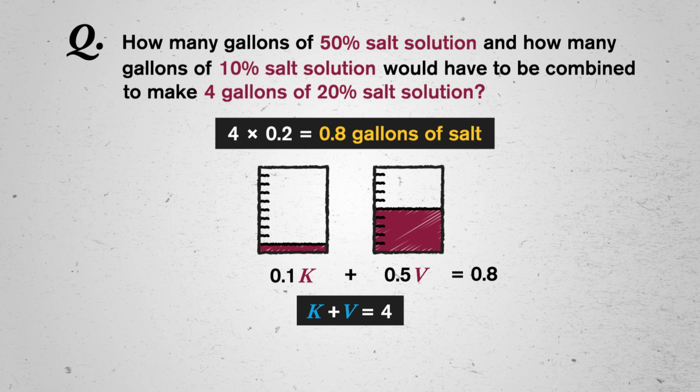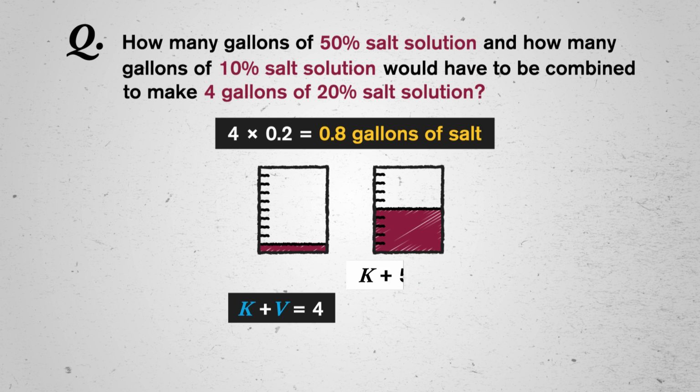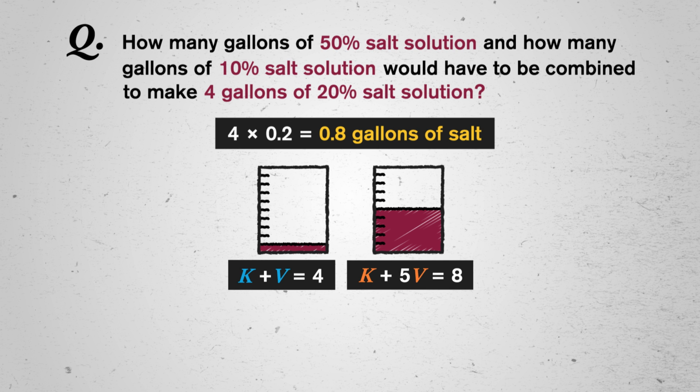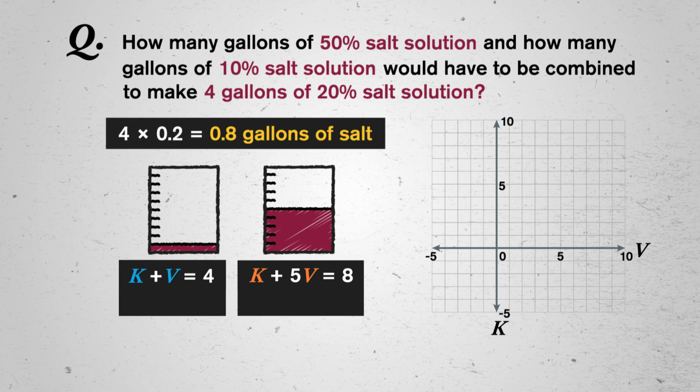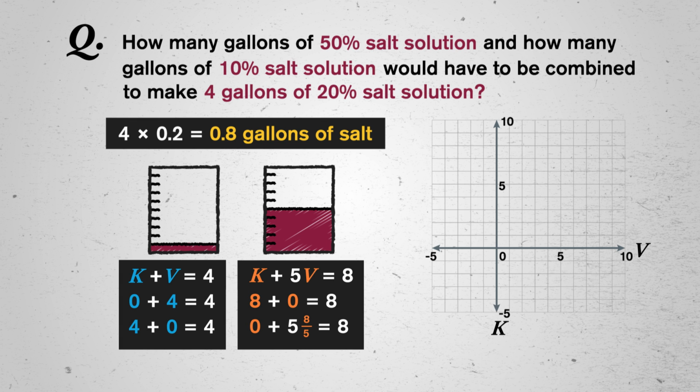We're more likely to make mistakes with decimals, so let's multiply both sides of this equation by 10 and get an equivalent equation. To start plotting, let's put V horizontally and K vertically. If we find the V and K intercepts, we can use those 2 points to sketch the line. That's easy for the first equation. And the K intercept for the second equation is pretty easy too. When V equals 0, K equals 8.